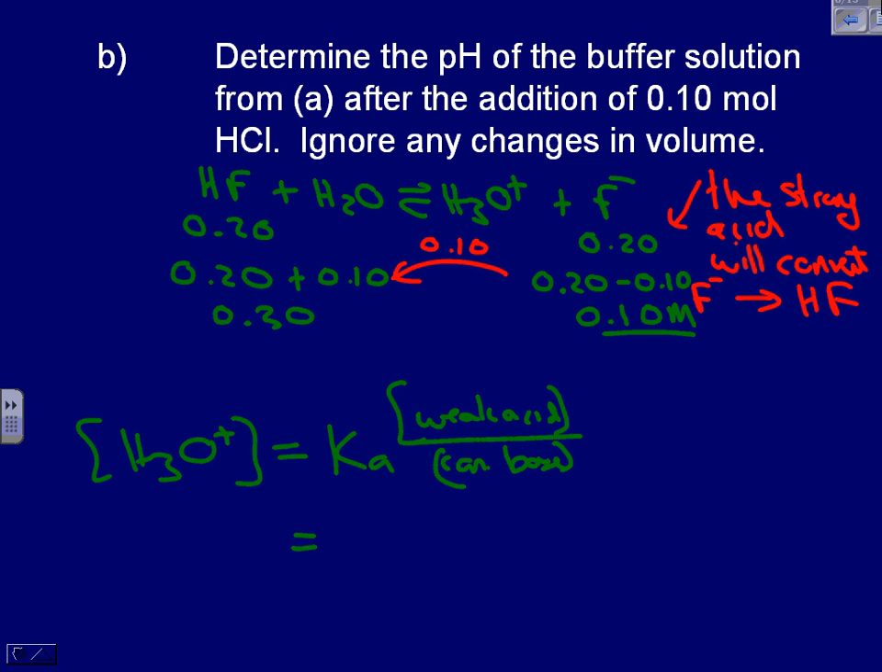You've told it to me 100 times. 3.5 times 10 to the negative 4. The weak acid is now 0.30 and over 0.10. And that's the H3O plus. And very quickly, you can get the pH, like we know how.